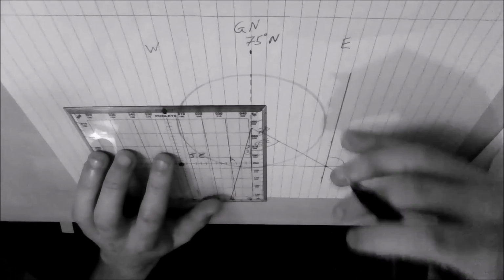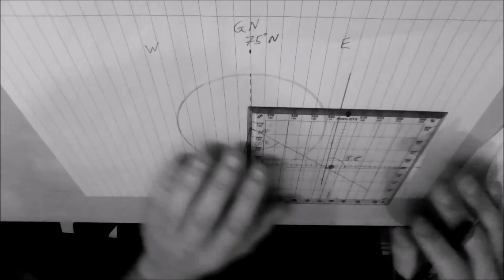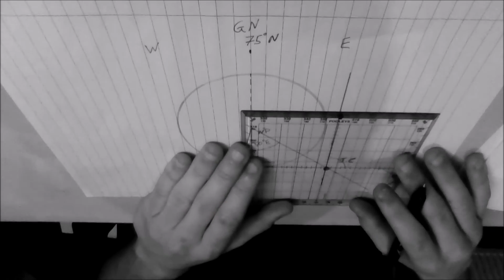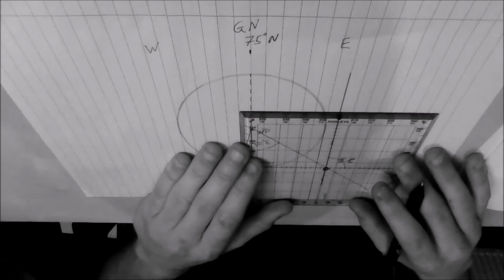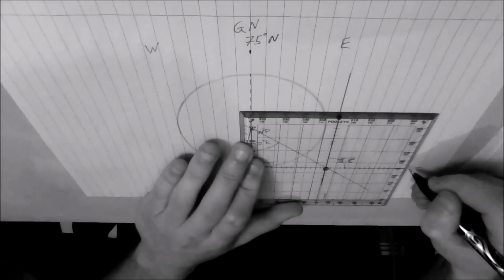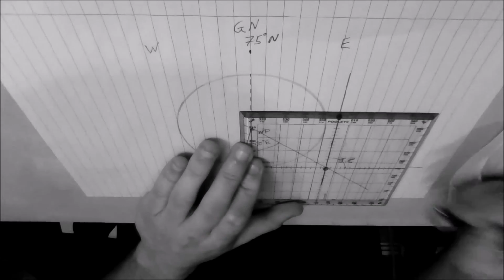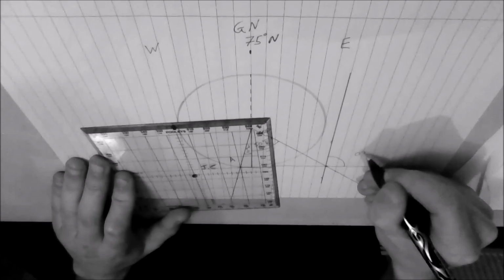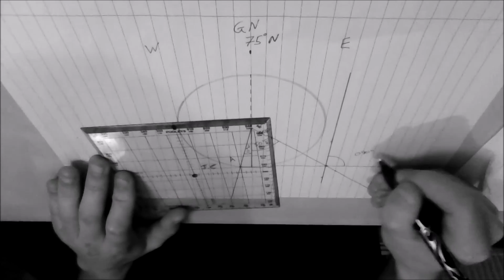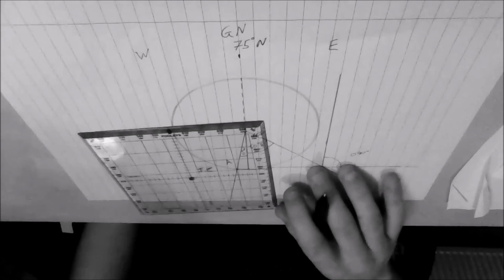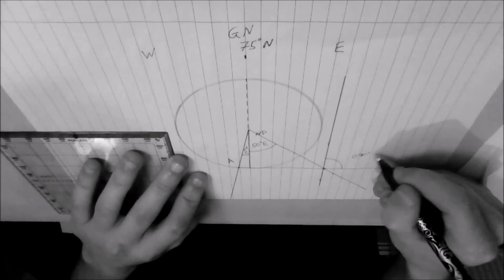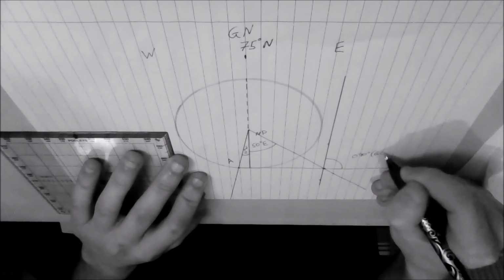And as you can probably tell now, it's close enough to 90 degrees, and if we put our protractor on that, you will see, if you read off this number here, that it is 090 degrees. So our grid track is 090 degrees. Simple as that.